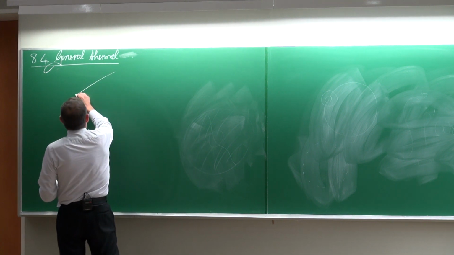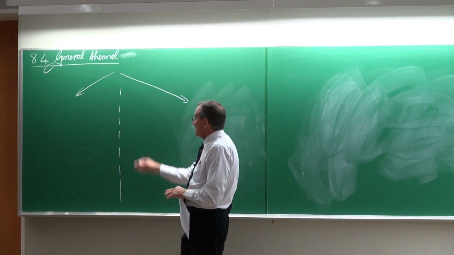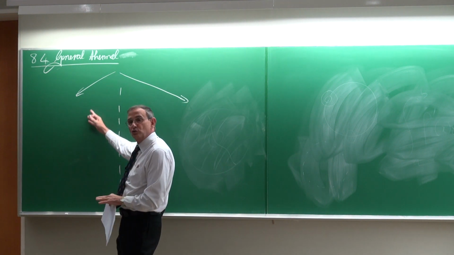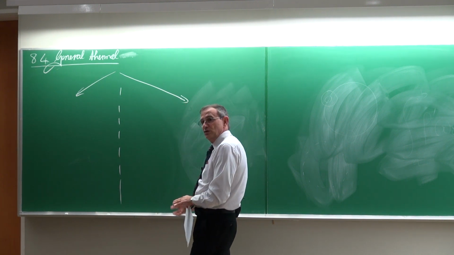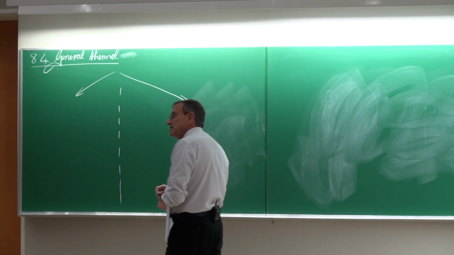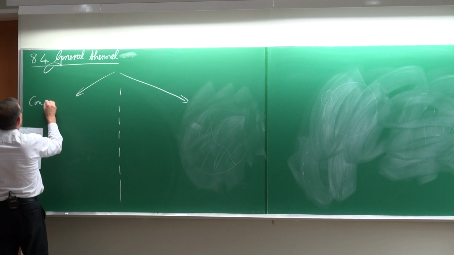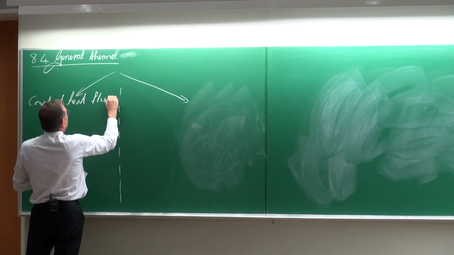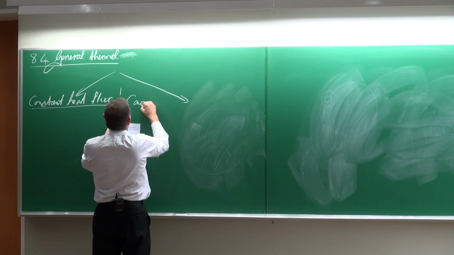I want to recommend that when you start taking notes now, you divide your page into two parts. Everything I do on the board, do it in this first column, and when I get to the second part, you do it next to it so that you can compare the two parts. It's then easier to see the differences. So the first part is the case of a constant heat flux, and the second part is a constant wall temperature.